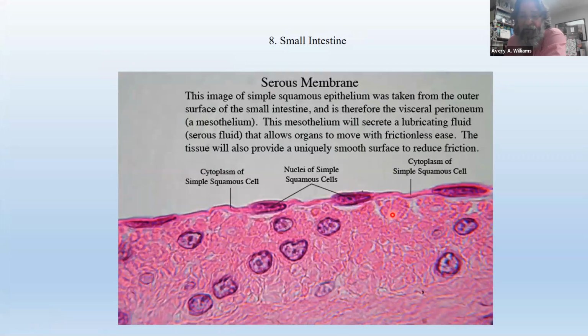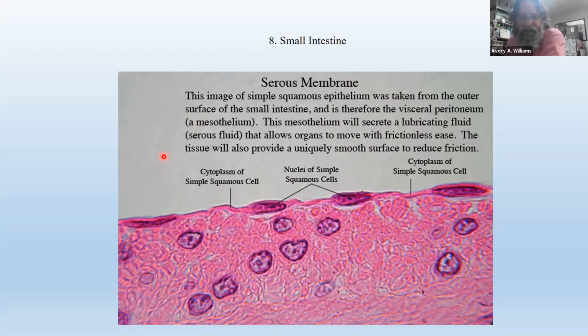Here's a really close up, probably again 400 or 500 times, looking at the serous membrane. And you can see this is the simple squamous. These are the nuclei of the simple squamous cells. And here's the cytoplasm. Remember I said that the simple squamous looks like fried eggs. You know, these are like fried eggs laid end to end.